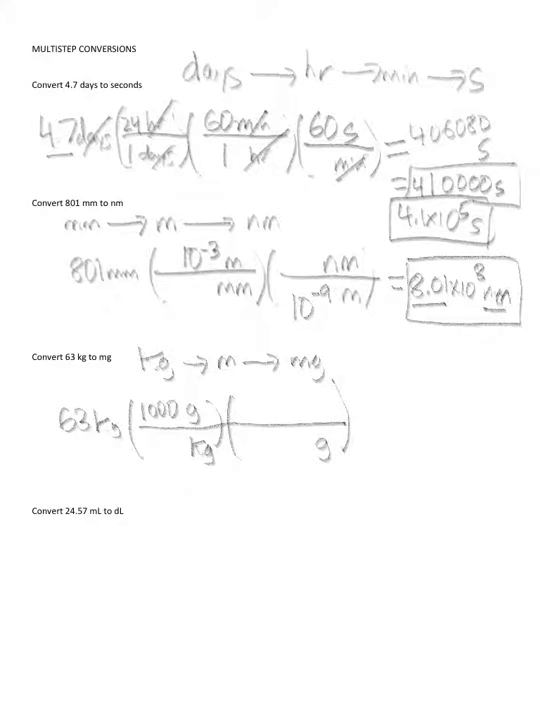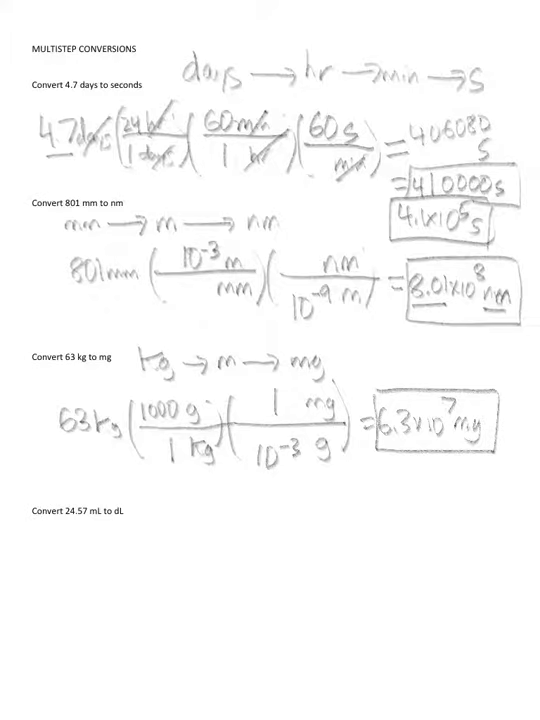Now we're going to cancel out grams and go to milligrams. Milli is the SI prefix that means 10 to the minus 3. So that will be how we will set up the problem. 63 times 1,000 divided by 1 times 10 to the minus 3 is 6.3 times 10 to the 7th milligrams.